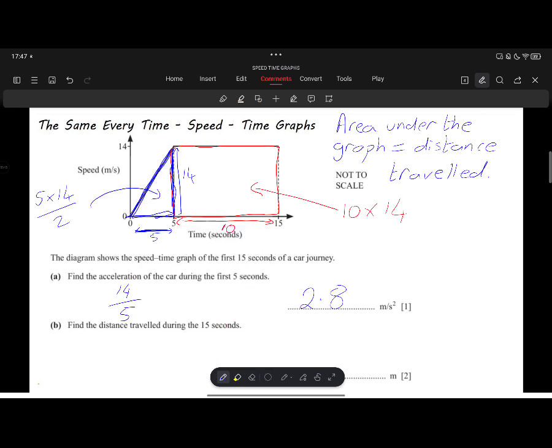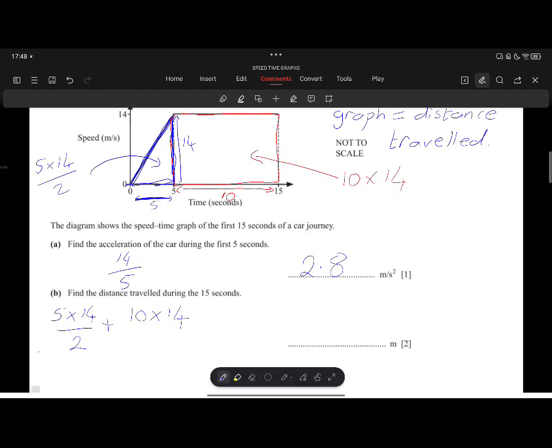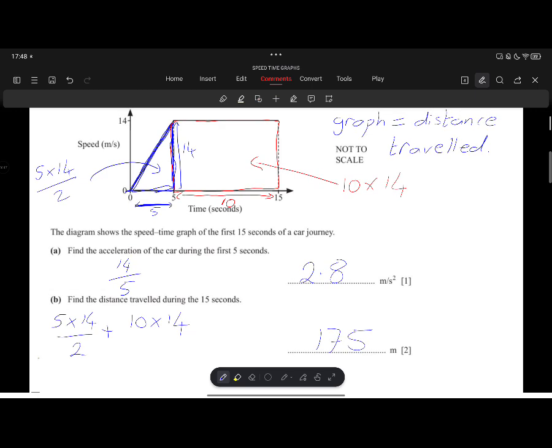So the final answer is going to be the area of the triangle, so 5 times 14 divided by 2, plus 10 times 14, the area of the rectangle. Let's just do that one on the calculator. So 5 times 14 divided by 2 and plus 10 times 14. And that gives me 175 meters.